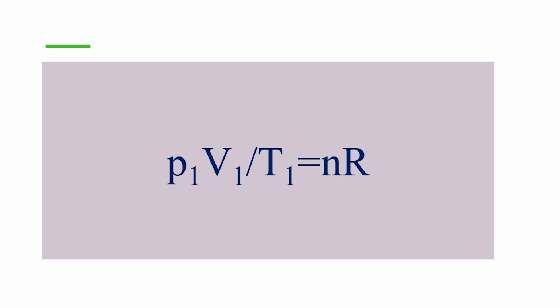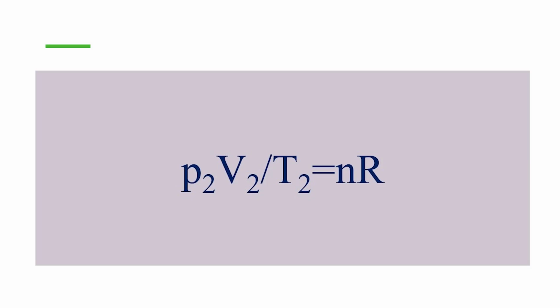For state 1, we can write it as P1 V1 by T1 equal to nR. And for state 2, P2 V2 by T2 equal to nR. Here the number of moles is found to be constant. So in the above two equations, you can see that the right side is a constant. That means number of moles into universal gas constant is a constant.